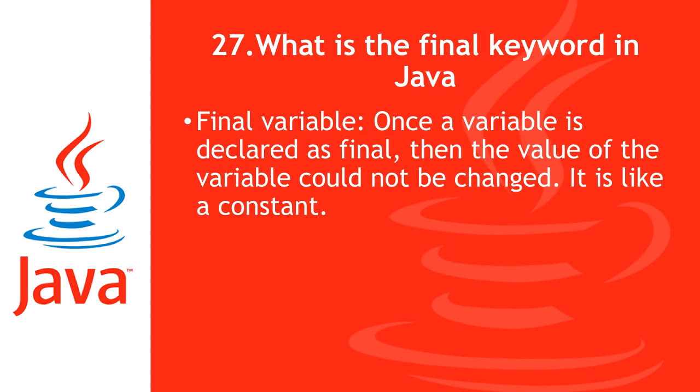What is the final keyword in Java? Final variable. Once a variable is declared as final, then the value of the variable cannot be changed. It is like a constant.